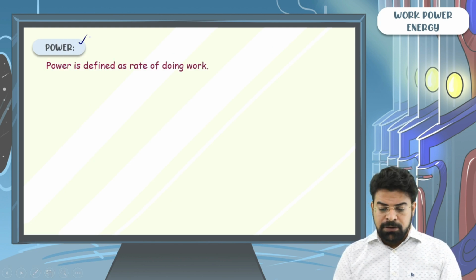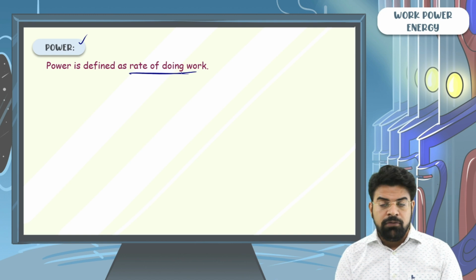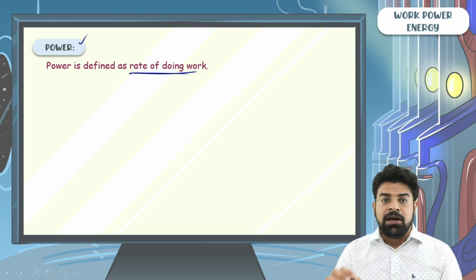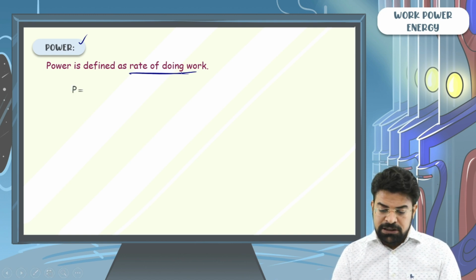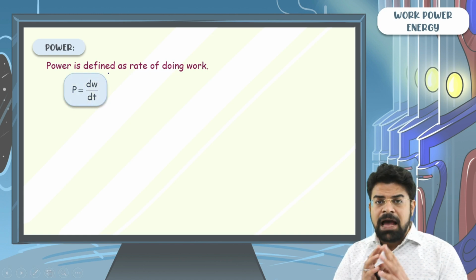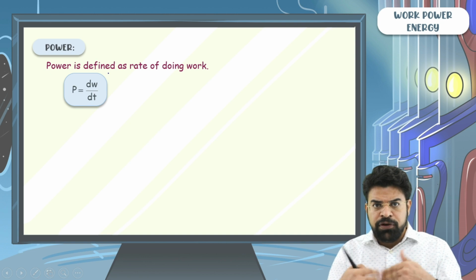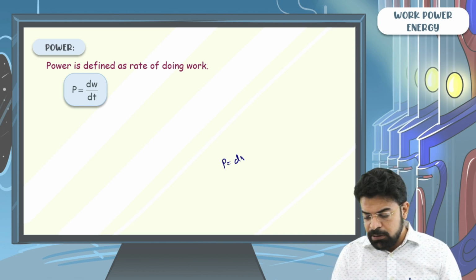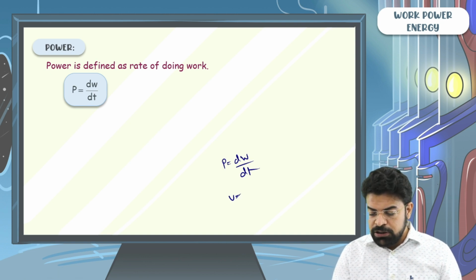Now let's understand the concept of power. Power is nothing but the rate of doing work. Mathematically, we say that power equals dW by dt.